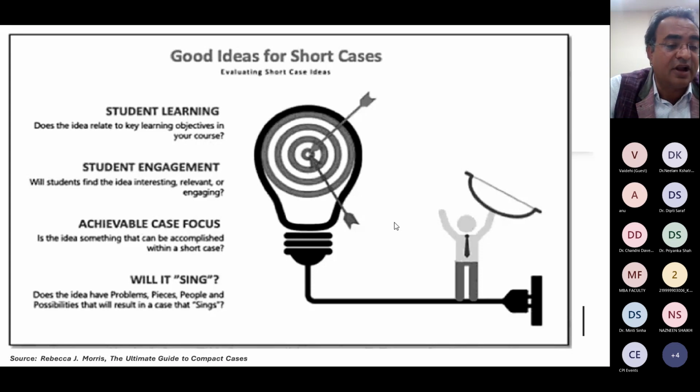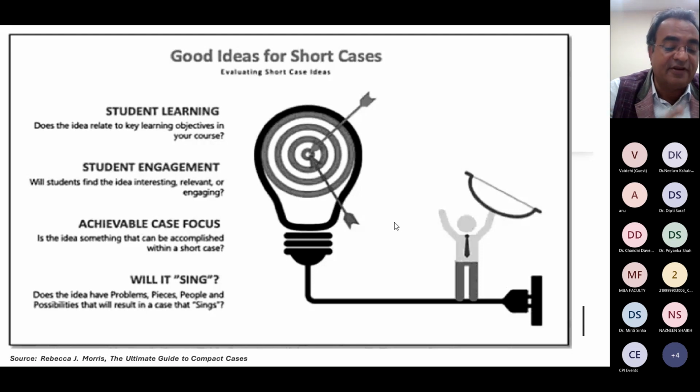So you're looking at student learning. Does that idea relate to the key learning objective in your course? You may be teaching a course on entrepreneurship, and you may want to focus on a micro venture and look at the stages of growth. So maybe the key learning objectives for your course could be met wonderfully well in the form of a compact case.